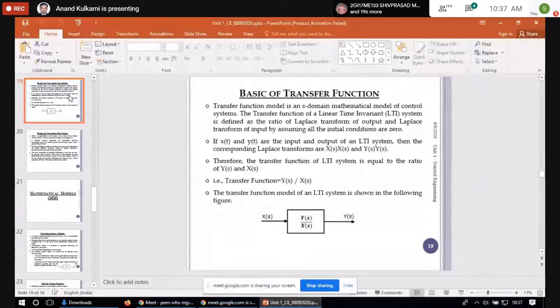But here in this particular chapter of transfer function, we are not actually going to solve the differential equation. We are not going to solve the differential equation. We are just going to find out the relationship between output and input. Nothing more than that. Output and input.